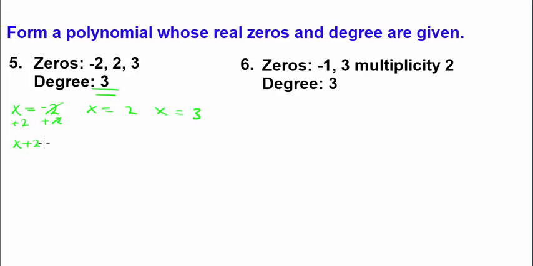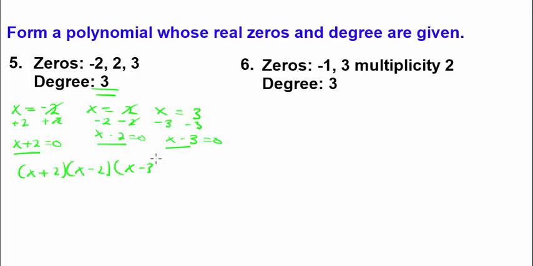So now I have x plus 2 is equal to 0, x minus 2 is equal to 0, and x minus 3 is equal to 0. What I have now are the three factors of the polynomial. So I've got x plus 2, x minus 2, and x minus 3 equal to 0. I then can multiply this all out.